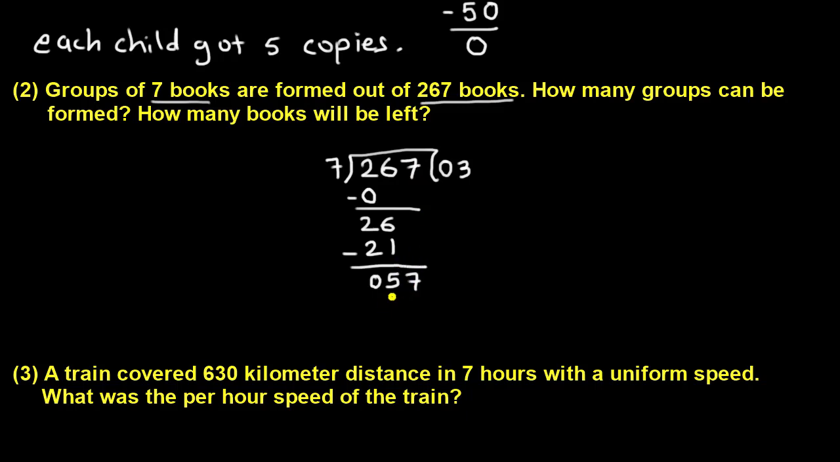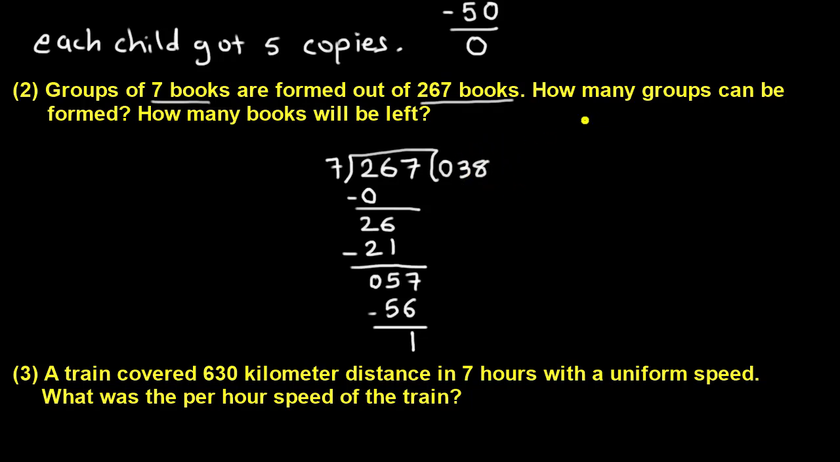We have 57. Go up to 57 in the table of 7. So 7 4s are 28, 7 5s are 35, 7 6s are 42, 7 7s are 49, 7 8s are 56. So 7 8s are 56, which is the nearest number to 57. Now 7 minus 6, 1. It means one book will be left, and we can create 38 groups.